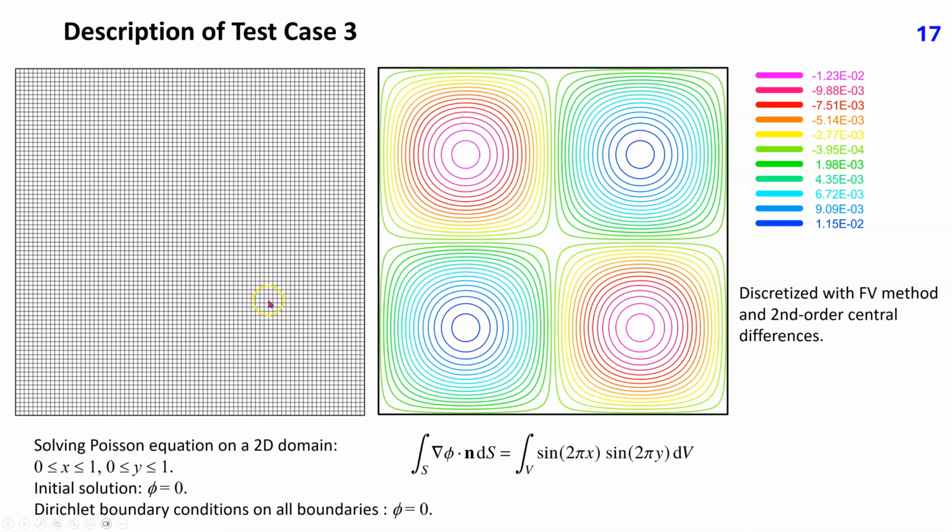The figure on the left shows a uniform 80 by 80 control volumes grid, while the figure on the right shows isolines of phi. Zero values are specified as the initial solution estimate. Computations are performed on systematically refined grids, starting with 10 by 10 control volumes and doubling the number of cells in each direction with each refinement. The finest grid had 640 by 640 control volumes.